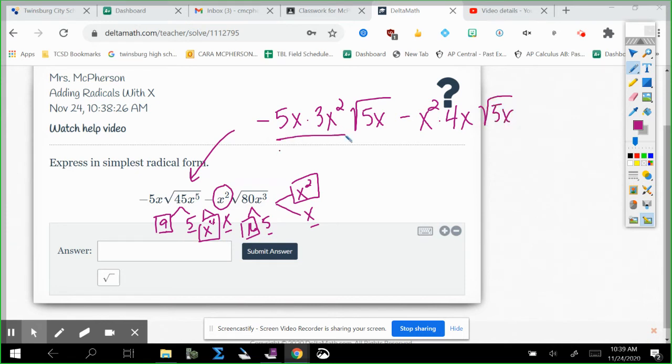I need to take everything that's in front and multiply all that stuff together. So in the first one, I have a 5 times a 3. It is negative, so I get negative 15x to the 3rd. And then I still have a 5x under the square root. And then when I multiply my x squared times negative 4x, I get a minus 4x cubed.